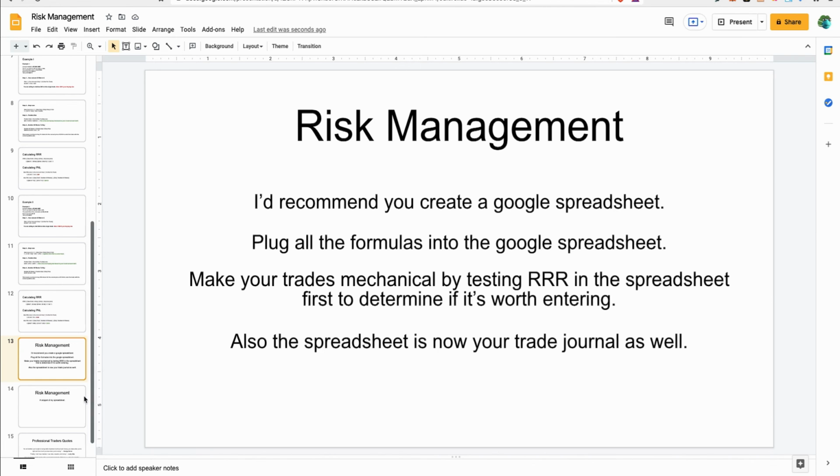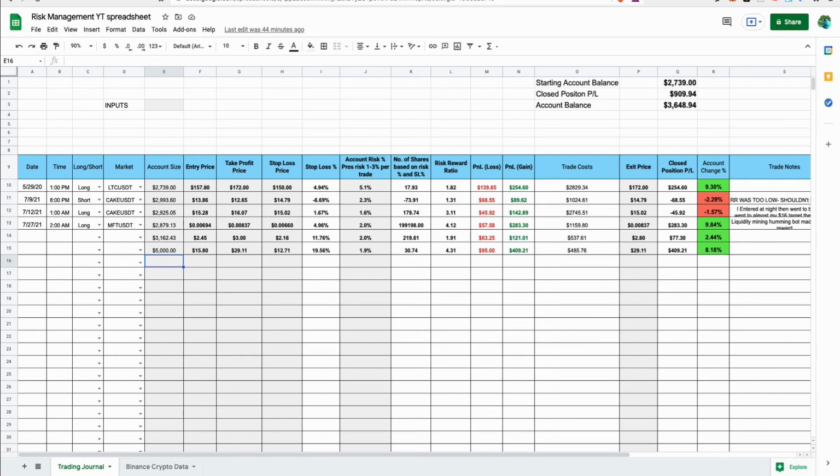For example, I could show you a snippet of my spreadsheet. So this is a snippet of my spreadsheet here. I have account balance over here. I have my entry price. I have my take profit price. I have my stop loss price. I have my stop loss percentage, my account risk, the number of shares, my risk reward, and my maximum loss, my maximum gain, and how much the trade cost, and my actual exit price. And based on my actual exit price, I'm going to calculate my closed position PL. And I get my account change, whatever.